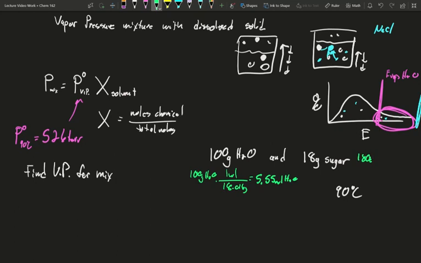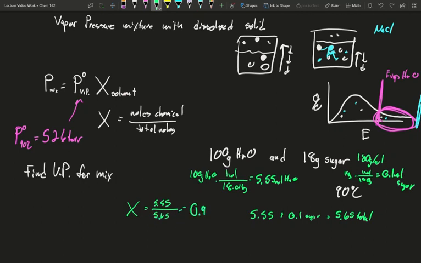Sugar is 180 grams per mole, standard glucose here. We'll run with that. And so 18 grams, it's 180 grams in 1 mole, so 0.1 mole of sugar. Well, these are all combined together, so that makes 5.55 from water and the 0.1 from the sugar for 5.65 total. So what is the mole fraction of water, the solvent? Well, that's going to be 5.55 divided by 5.65.